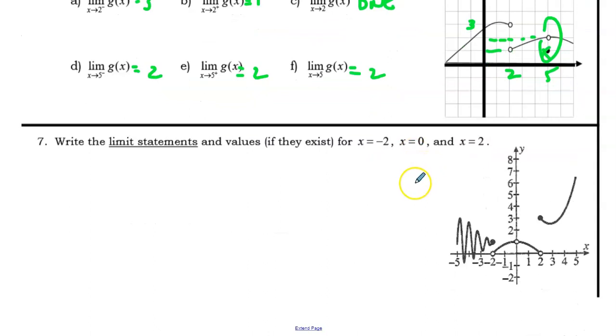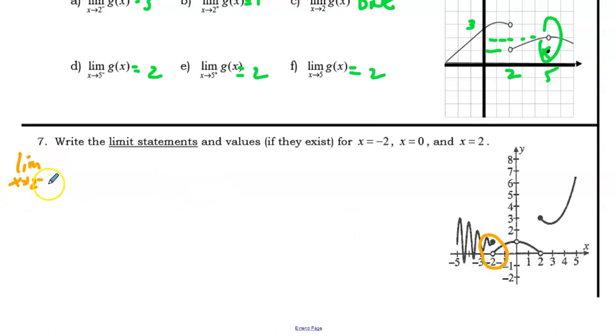And to finish up the video, it says write the limit statements. So we're going to write the limit statements and values for x equals -2, 0, and +2. So at x equals -2, we're going to write the limit as x approaches -2. And because there's a piecewise function, we want to write a left-hand limit and a right-hand limit.